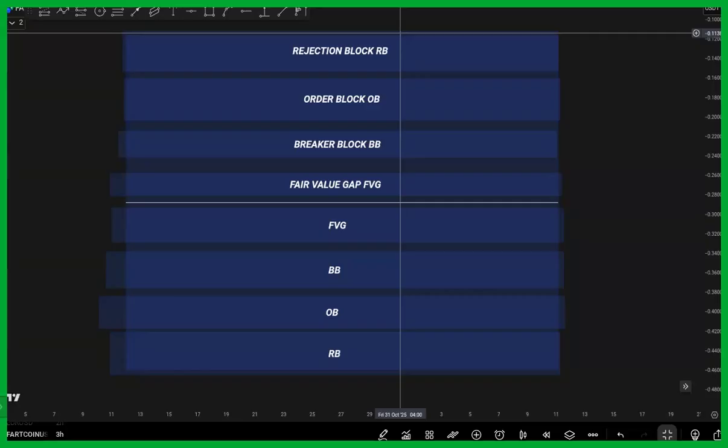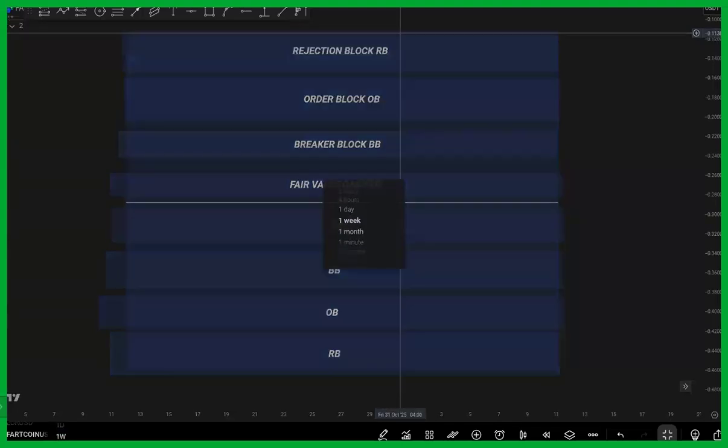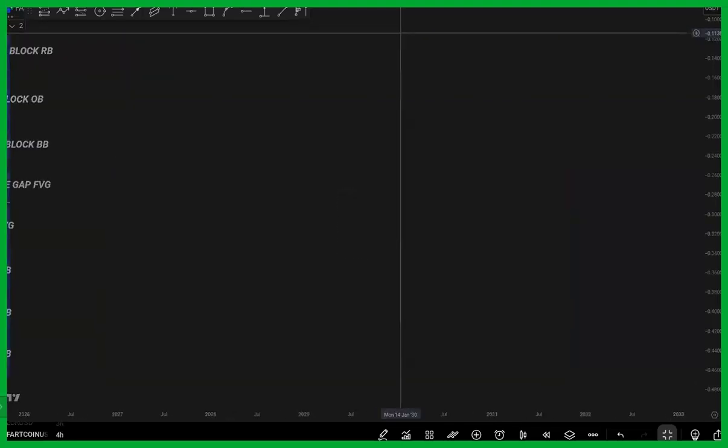Now, to identify a rejection block, we make use of the candle wicks of the higher time frame. Pay attention to this. Like I said, we make use of the candle wicks of the higher time frame. I did not say the lower time frame. I said the higher time frame.